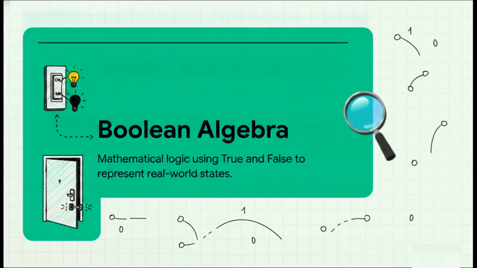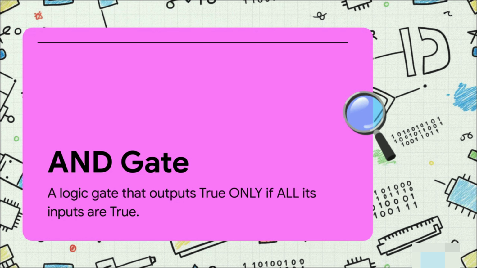Think of a simple light switch in your home. It's either on or it's off. Or a door lock, right? It's either locked or unlocked. Boolean algebra gives us the mathematical framework to take those simple true or false states and start applying logic to them. We actually apply this math using physical components called logic gates.